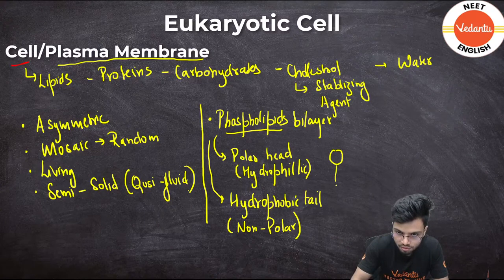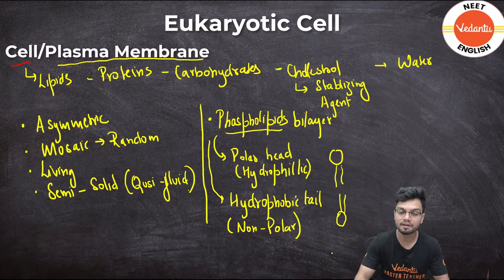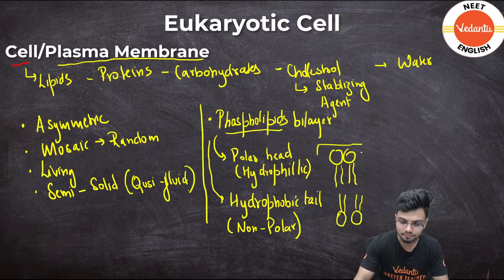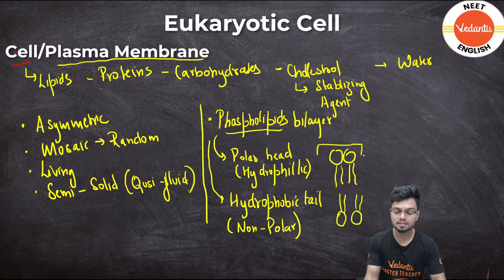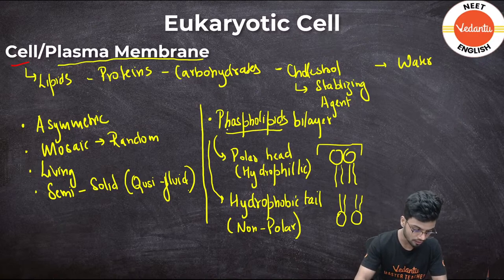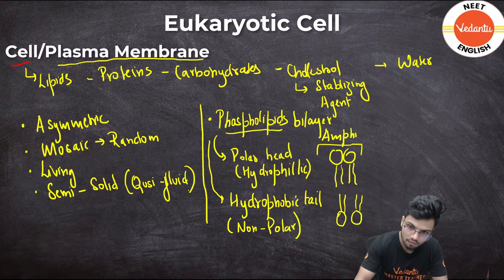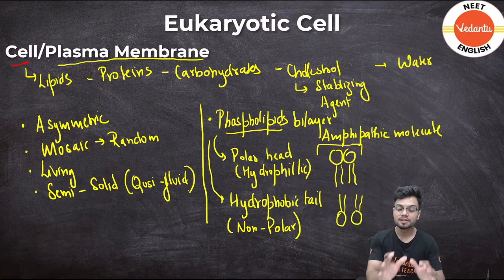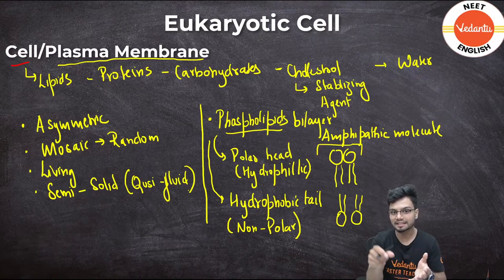Now if you draw the structure, a plasma membrane looks like this. The hydrophilic head is present towards the outside, wherever there is aqueous nature, and the hydrophobic tail, which doesn't like water, is present towards the inside. Now students, whenever two types of molecules, both hydrophilic and hydrophobic, are present together, they have a special name: amphipathic molecule. When both hydrophobic and hydrophilic structures are present together, they are called amphipathic molecules.